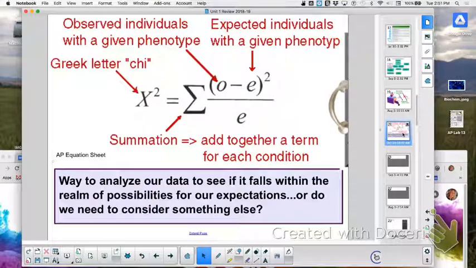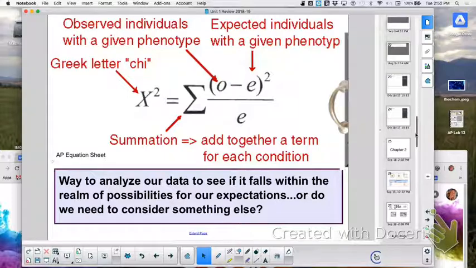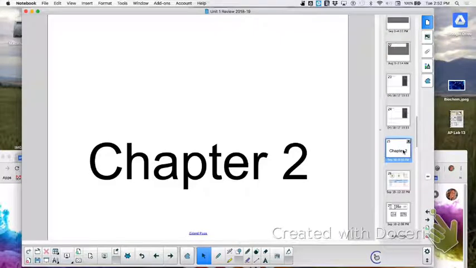So we talked about chi-square already, so that's good. All right, now I have a bunch of questions in here, but do you want me to go on and do chapter 2 right now real quick and then do the questions? Yeah. Okay.